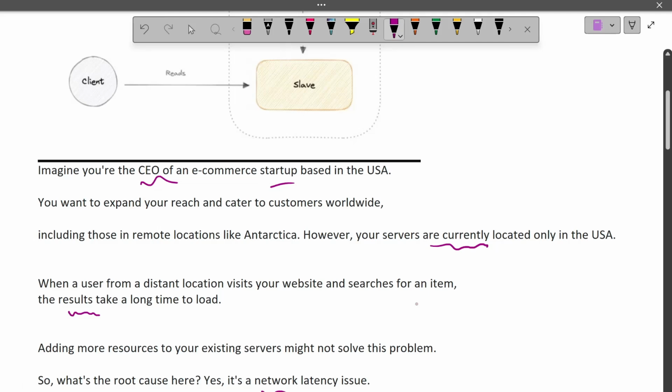So the problem is the network latency because of the geographical distance between where your data is located and where the data needs to be served. That is the reason which is causing the transmission delay, thus the network latency. Now to solve this latency issue, just adding more resources will not suffice. What we need to do is replicate the data to locations which are closer to the user. We also call them edge locations.